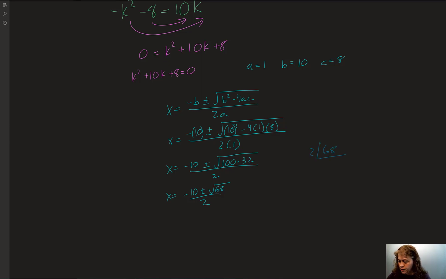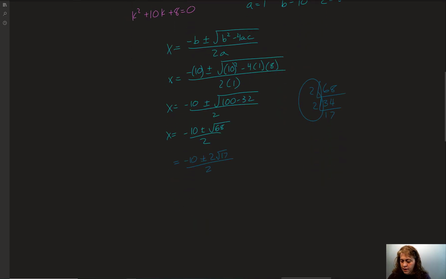68 to 34 to 17. I've got a pair of 2s. So this equals negative 10 plus or minus 2 square root 17, over 2. And we're going to put this into its real and radical components because I want to be able to simplify this thing down. It's all real. What am I talking about? There's no negative inside that square root. All right, fine.